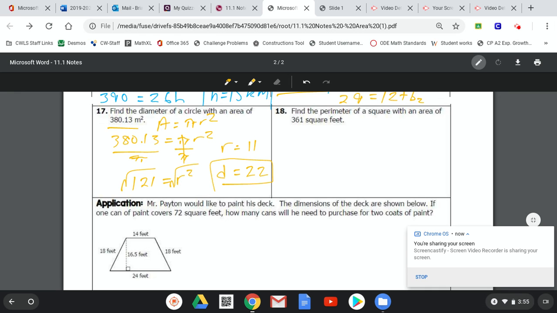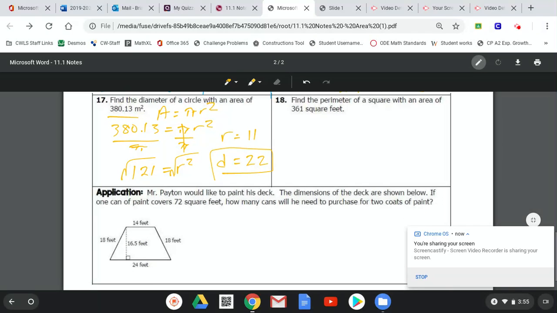Number 18 asks you to find the perimeter of a square with an area of 361 square feet. Now, if it's a square, what do we know about all the sides? Well, we know that all the sides are going to be the same for a square. So, normally we have area equals base times height. Well, really all we're saying is that it's going to be base times our other base because it's the same side.